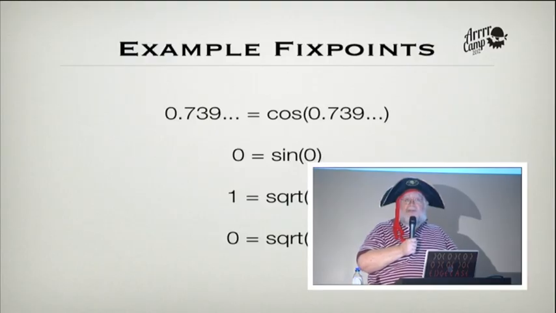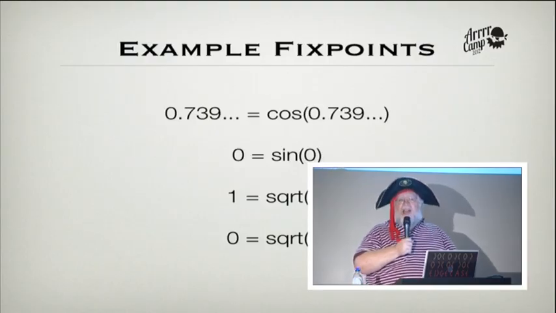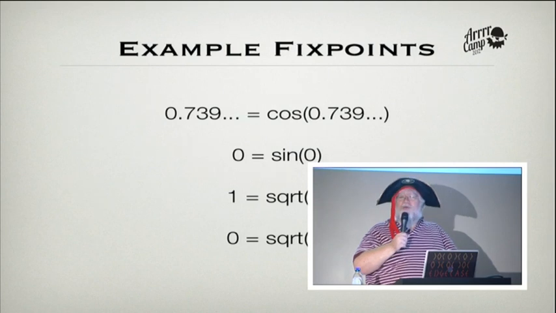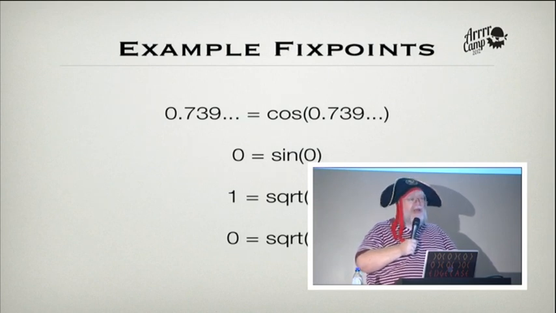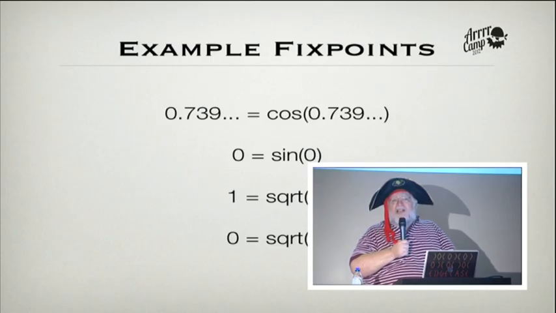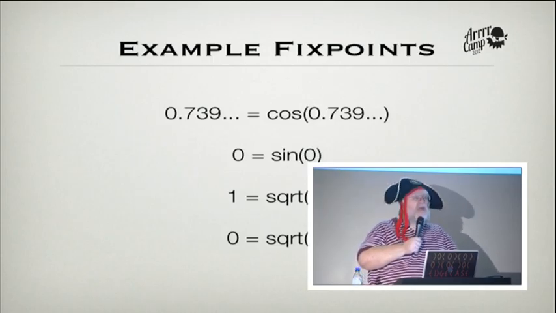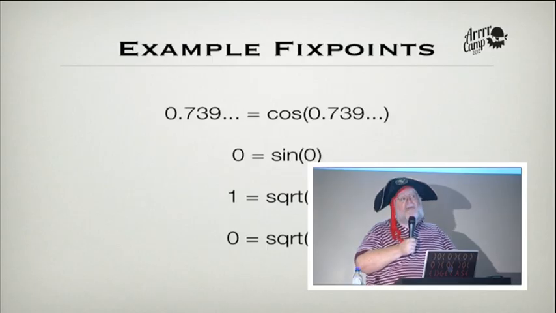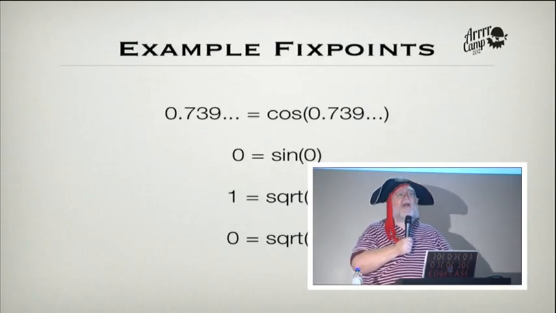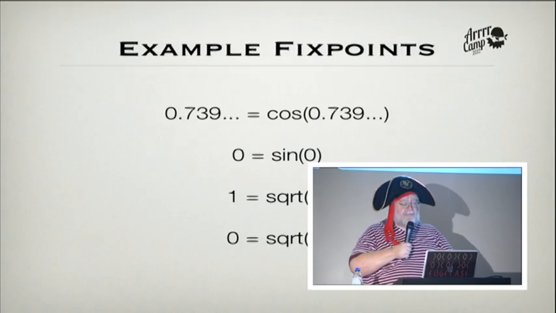Now, cosine has a fixed point at 0.739. Sine has an easy fixed point at 0. It would not have been nearly so much fun to calculate the fixed point of sine. Square root, it turns out, has two fixed points, one at 1 and one at 0. Running both of those numbers through square root gives you the same number back. So square root actually has two fixed points. Some functions have no fixed points. The function that adds 1 to its input does not have a fixed point because it's always going to return a different number. But some functions do have fixed points. So keep that in mind. We're going to come back to the idea of fixed points.